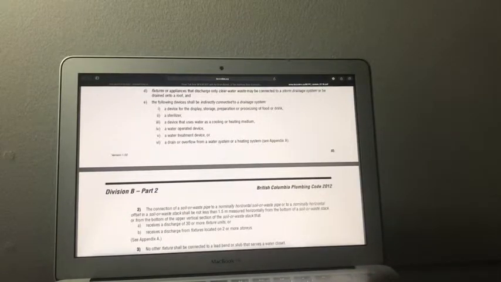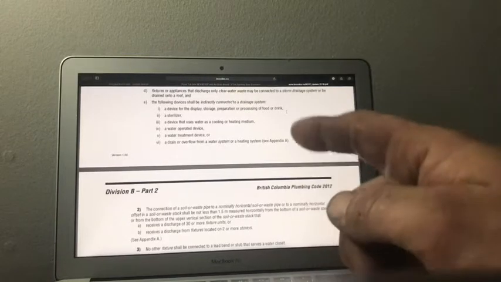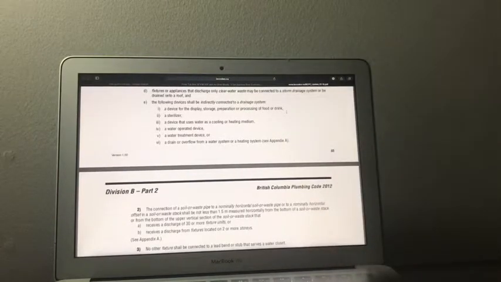Preparation or processing of food or drink. So I know for sure that pop machines are indirectly connected, but in terms of processing food, like processing granola bars or processing of food or drink in general, I haven't been in that type of setting to see those machines, to comment on the rest of them. But those are some examples.